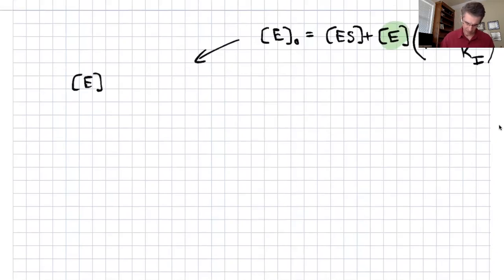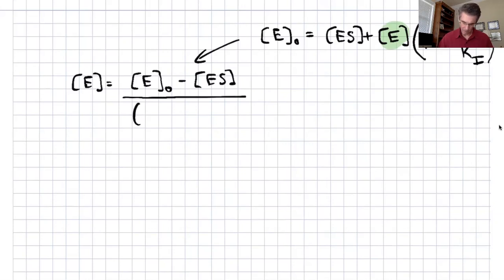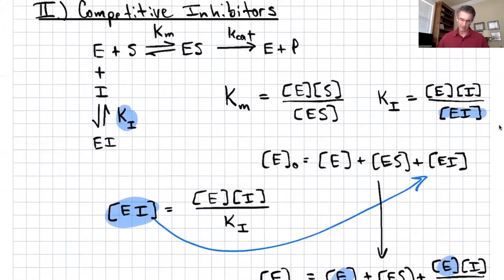If you do, you end up with an expression that looks like this: the concentration of free enzyme is simply equal to the concentration of total enzyme minus the concentration of the Michaelis complex, divided by 1 plus that inhibitor term, the concentration of inhibitor divided by K sub I. Straightforward. Okay, but we've got another relationship we can work with here. We haven't used it yet.